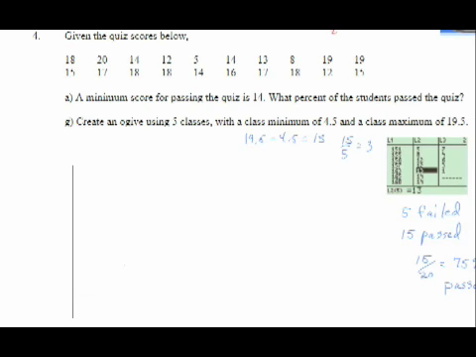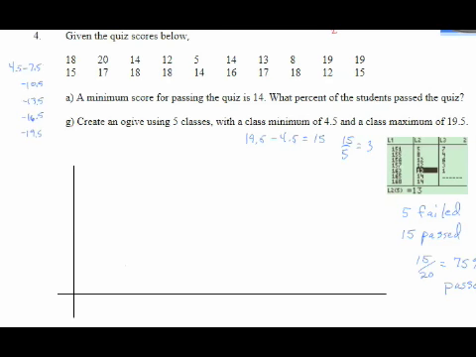Notice that if I put the data in my calculator and order them, it's easier to count up how many have failed and how many have passed. Notice there were 5 that fell below the minimum of 14.